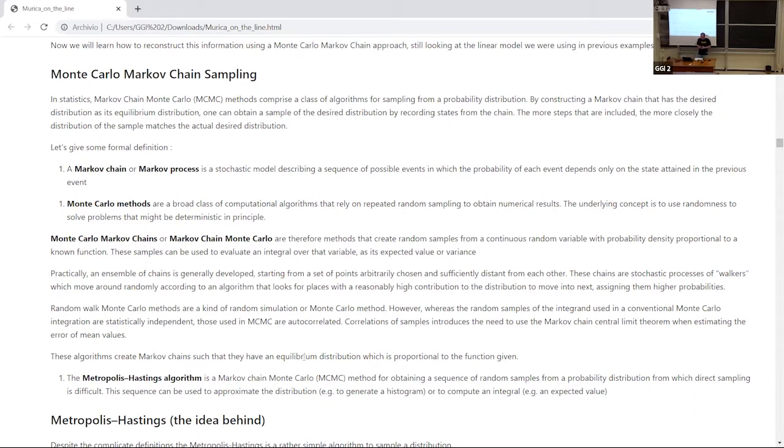So putting together, Monte Carlo Markov chains are therefore methods that create random sampling from a continuous random variable with probability density proportional to a known function. This is what they do. This sample can be used to evaluate an integral over a variable or its expected value and variance. So that is what we want to do. Practically, how you do this is generating a large amount of representations of your probability distribution to sample the likelihood and create this chain.